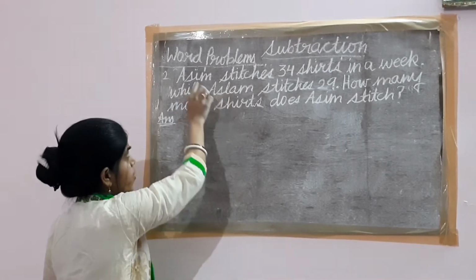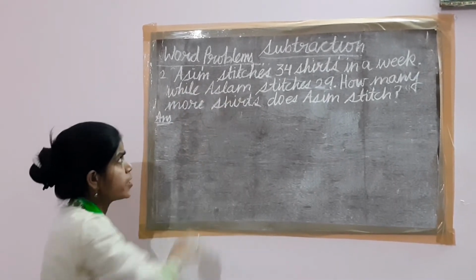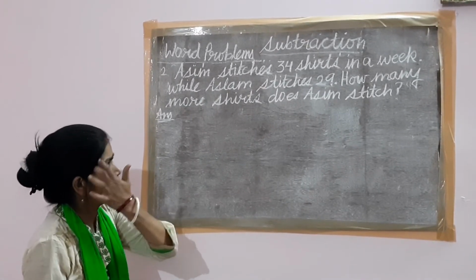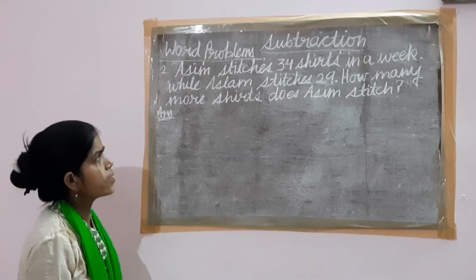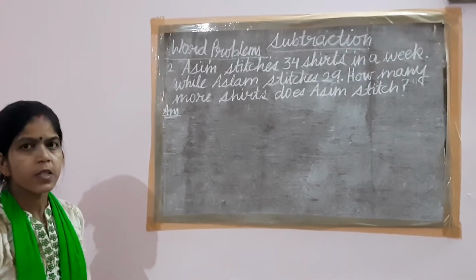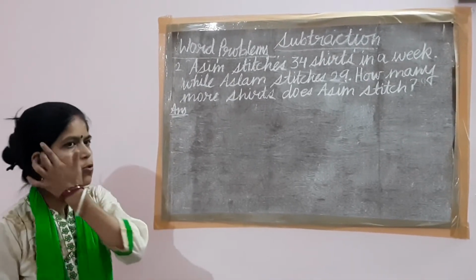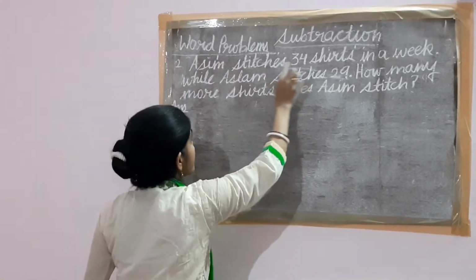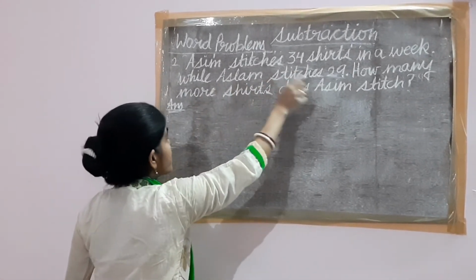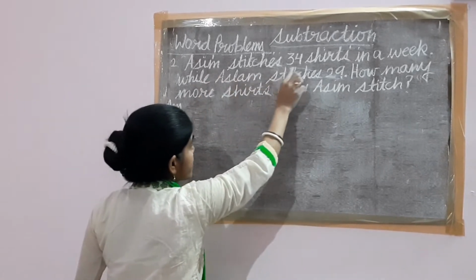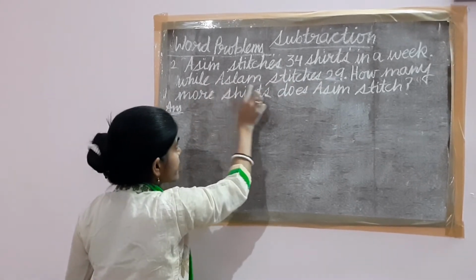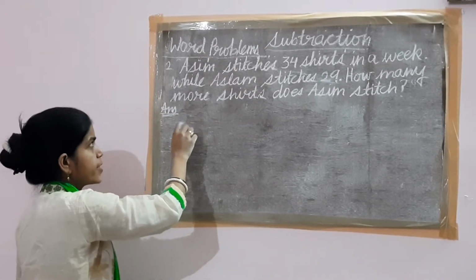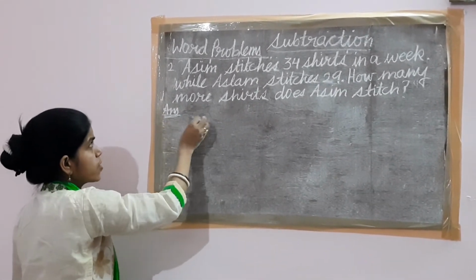Two boys, one is Asim and another one is Aslam. What do they do? They are stitching shirts. But here it is given 'in a week', meaning in 1 week. In 1 week there are 7 days. In 7 days they are stitching different numbers of shirts. Asim is stitching 34, whereas Aslam stitches 29. We will write that in the statement form first.